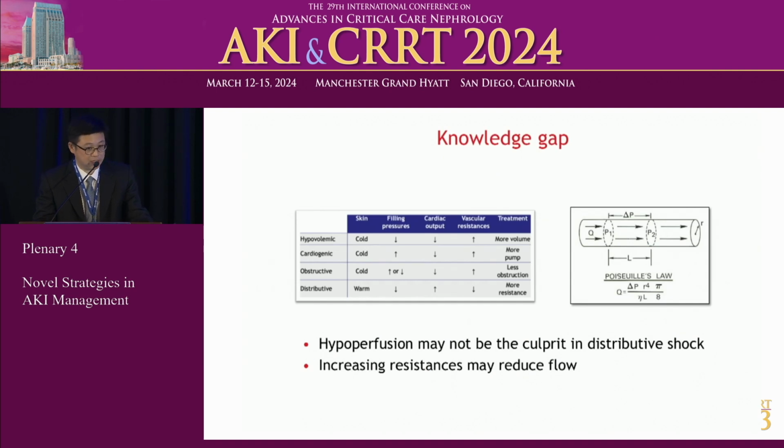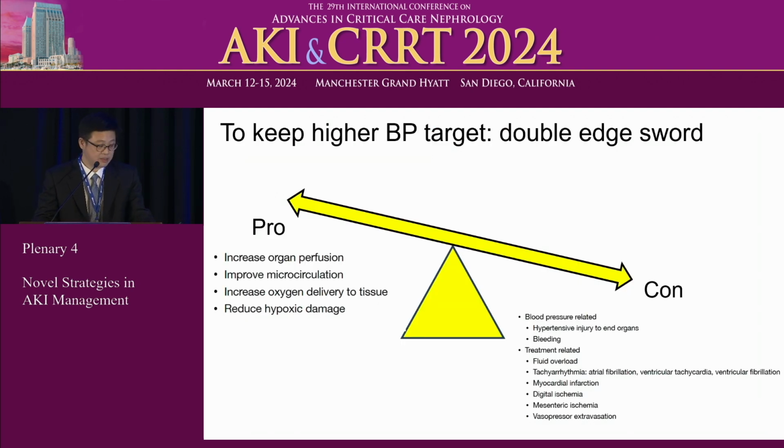One of the main explanations may be that in distributive or vasodilatory shock, at the early stage there is an increase of cardiac output and maybe an increase of renal blood flow. But if we study a little bit later, we may be confronted with the stage of low cardiac output and low renal blood flow. So keeping a higher blood pressure target is like a double-edged sword. There is pro and con.